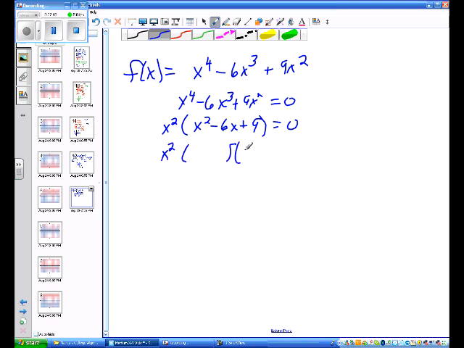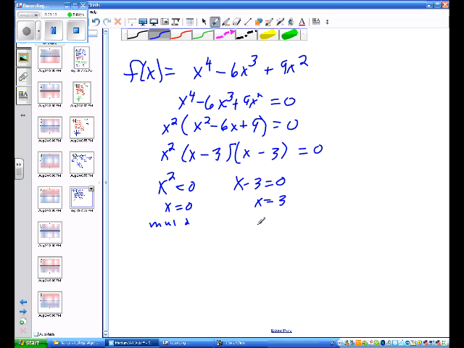It would be x times x. We need factors of 9 that add to be 6. Well, that's 3 and 3. The signs are the same. They're both negative, or you could write that as a binomial squared. Then we'll set each factor equal to 0. So x squared equals 0, so x equals 0, with a multiplicity of 2. We have x minus 3 equals 0, so x equals 3. Again, that's with a multiplicity of 2 because we had it twice. So we're going to bounce at both of these places.